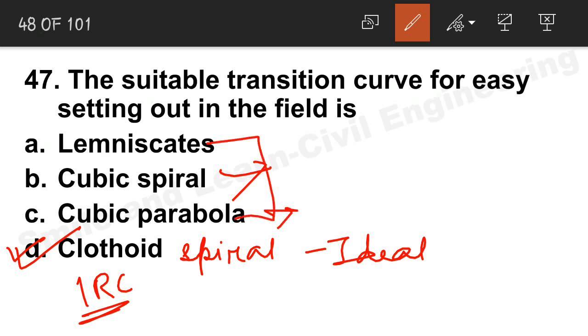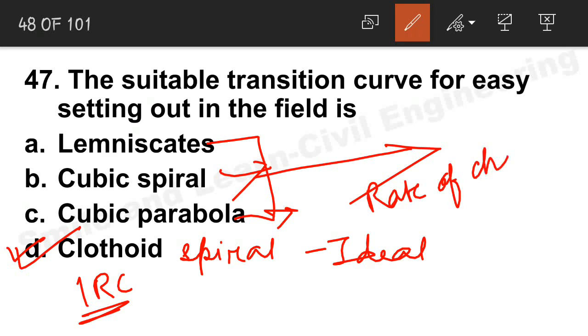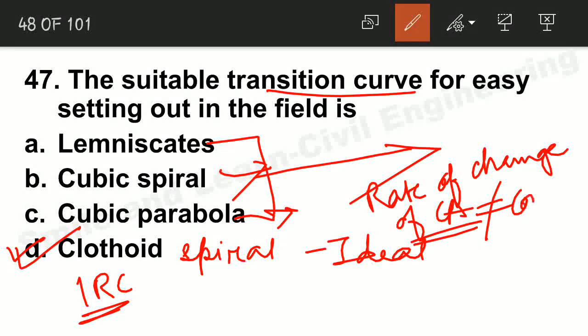And lemniscate and parabola, these two are not correct, since the rate of change of centrifugal acceleration, we find out now the length of transition curve using this rate of change of centrifugal acceleration. This is not constant in case of lemniscate and cubic parabola.